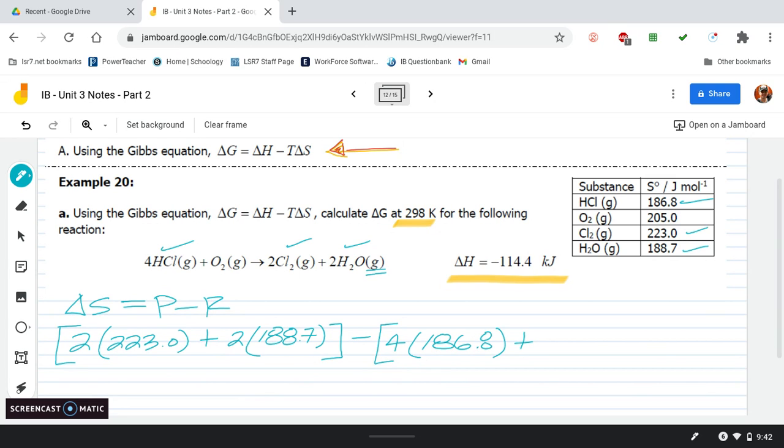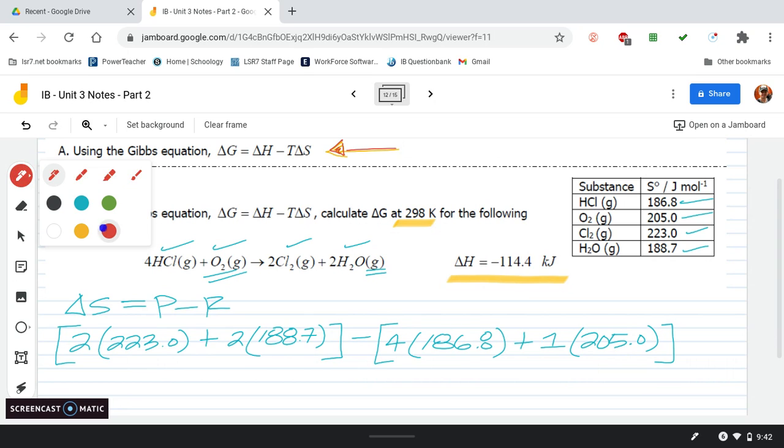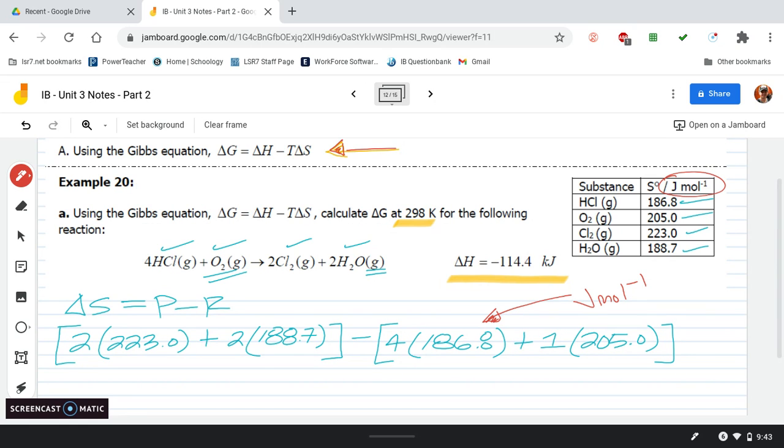Plus, now remember, you have a value for oxygen. Delta H for oxygen is going to be 0, but delta S is not 0 for elements, and that is something that is a bit different. And that's going to be 1, because there's only one of them, times 205.0. Okay, now before we do the math, we need to understand one very important thing: this is going to give us an answer in joules. And remember, joules and kilojoules are not the same thing. All right, so let's run this through and come up with an answer.